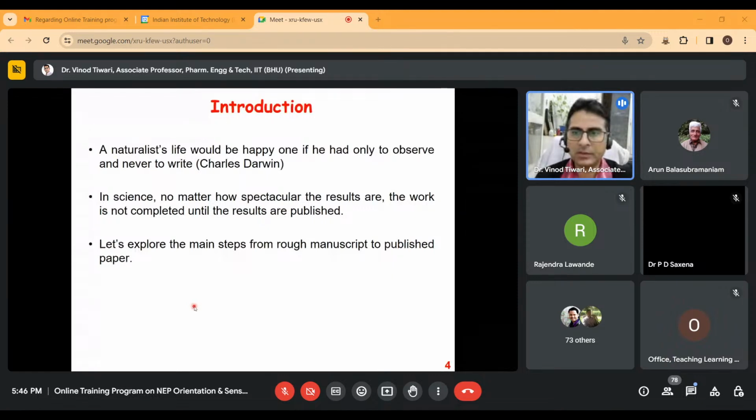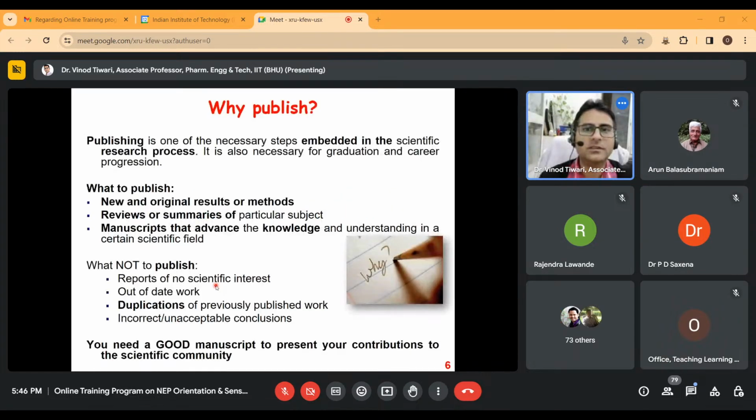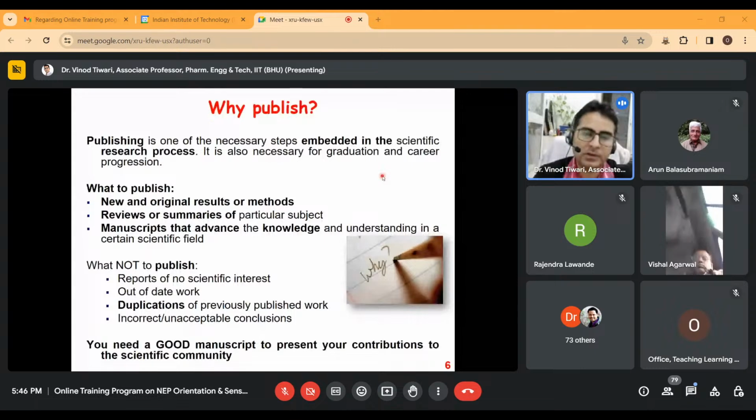So let's explore some of the key steps involved from rough manuscript to the published paper. Planning your manuscript writing. The first question is why to publish, why it is important. It is one of the necessary steps embedded in the scientific research process, especially for the beginner. It's very, very important to understand why to publish. It is also necessary for graduation and career progression.